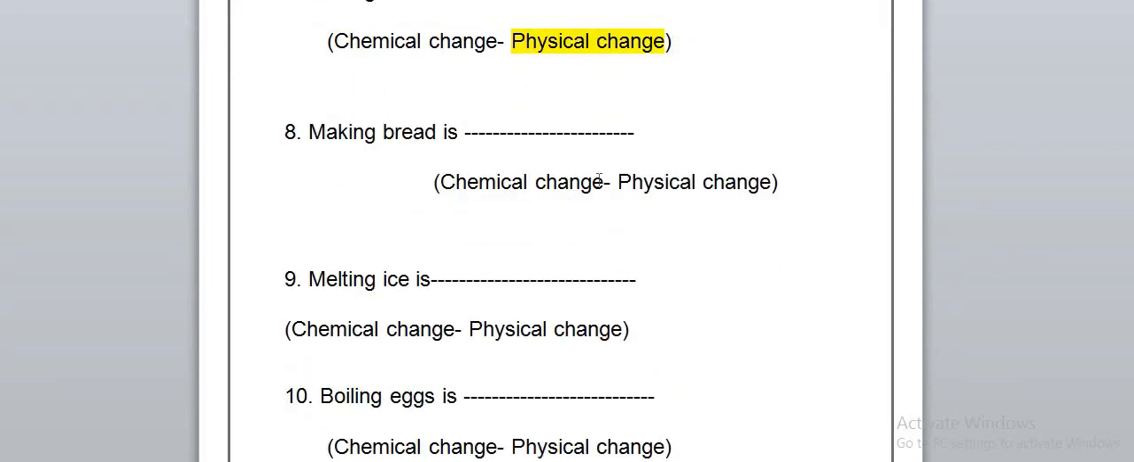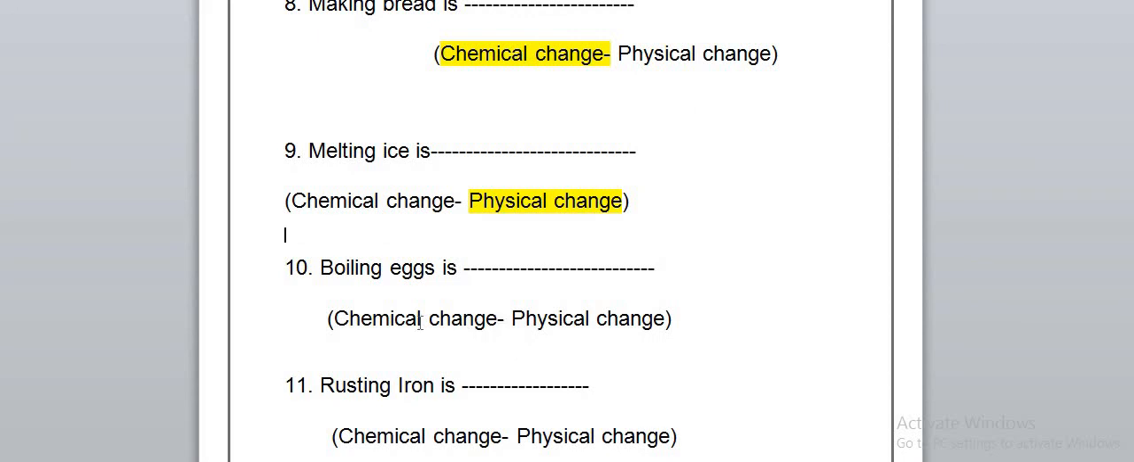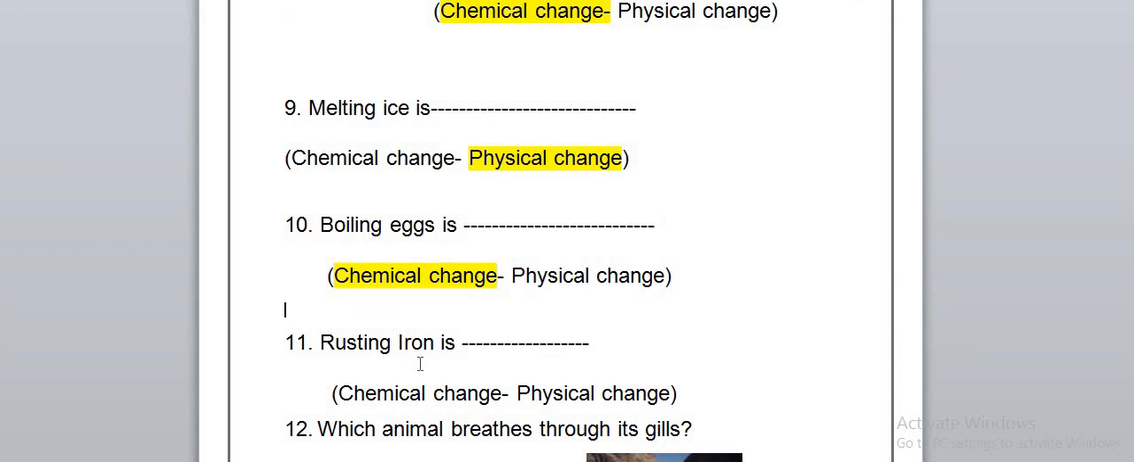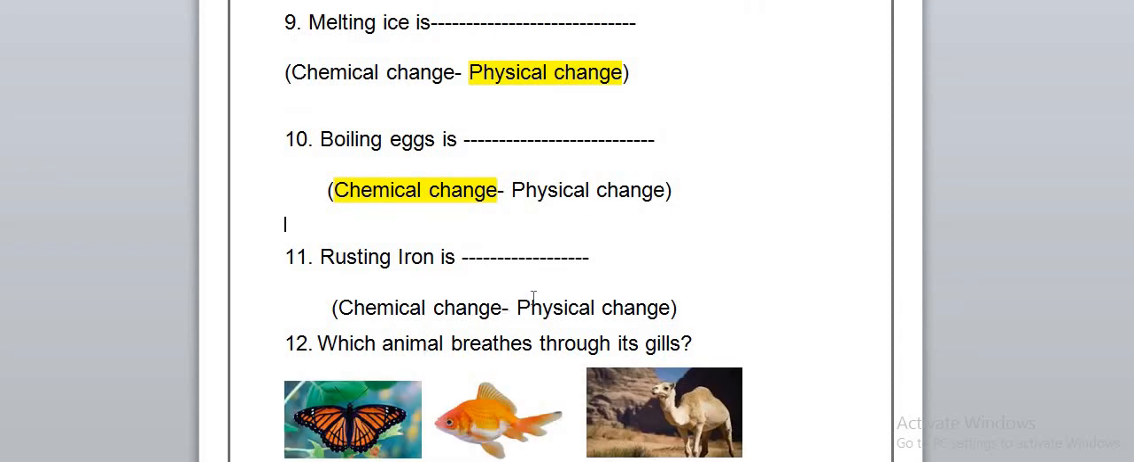Okay, making bread. Making bread is a chemical change because we are making bread by adding starch and flour and salt. So we are adding many materials together to get the bread, so it's totally changing the material of the matter. Melting ice, it's a physical change and not a chemical change. Boiling an egg is chemical because it will be totally transformed into a new material after boiling. Rusting iron is a chemical change.